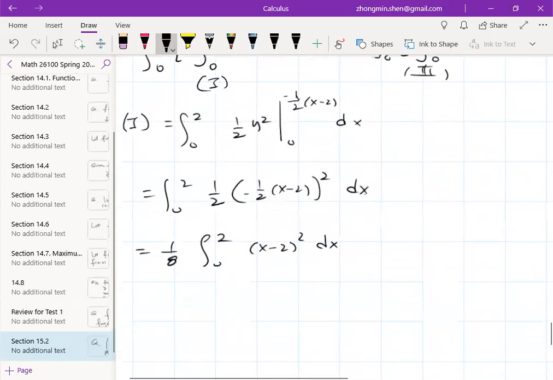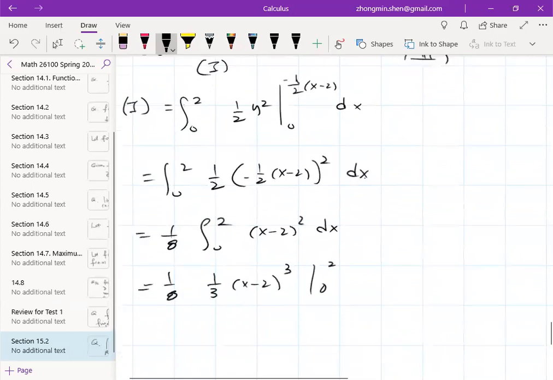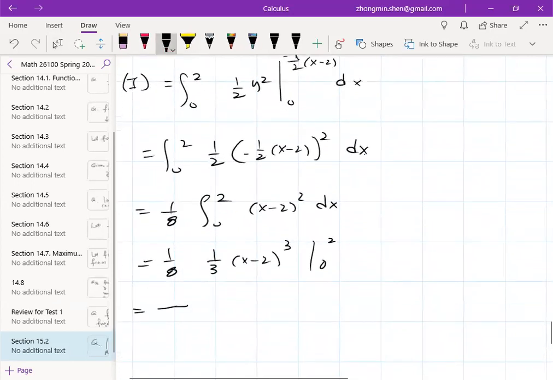I think I can easily find the antiderivative of this. It's going to be 1/3 x minus 2 cubed. Okay, so let's evaluate this. That will be 1/8 and 1/3. When x equals 2, it's already 0. And when x equals 0, it's negative 2 cubed. Plug 2 for x, you get 0. Plug 0 for x, you get negative 2 cubed. So this is going to be positive 8. So the answer is 1/3.